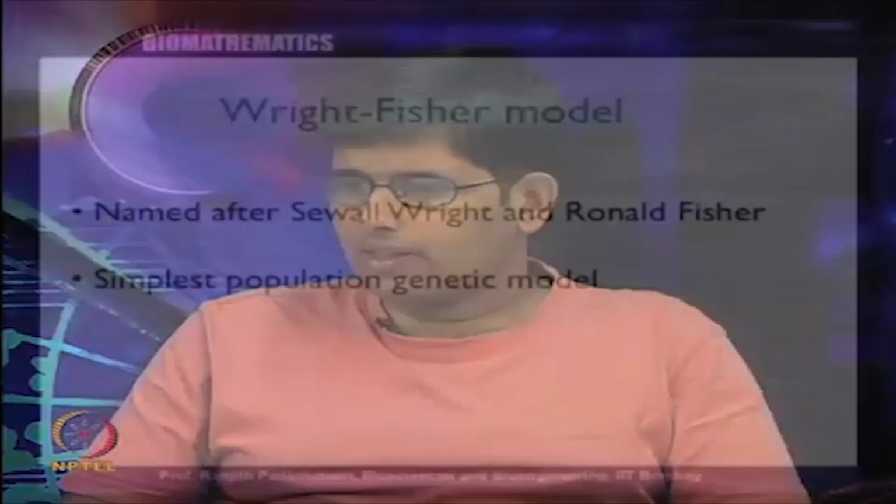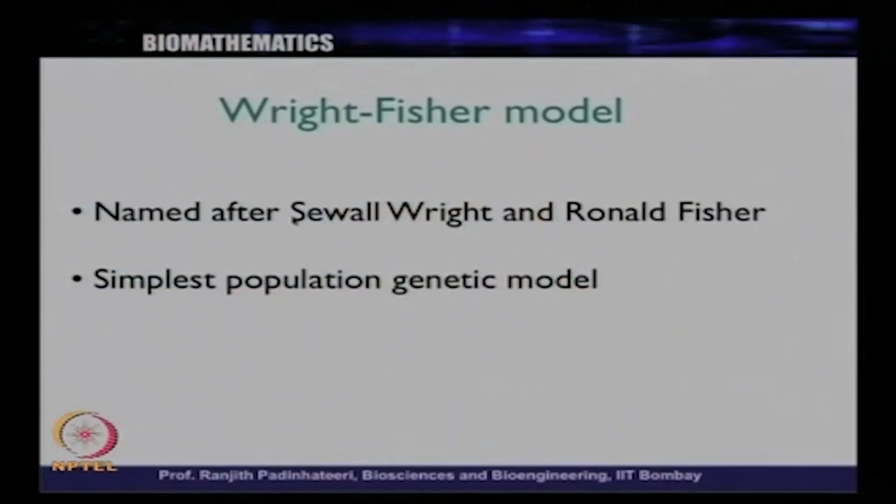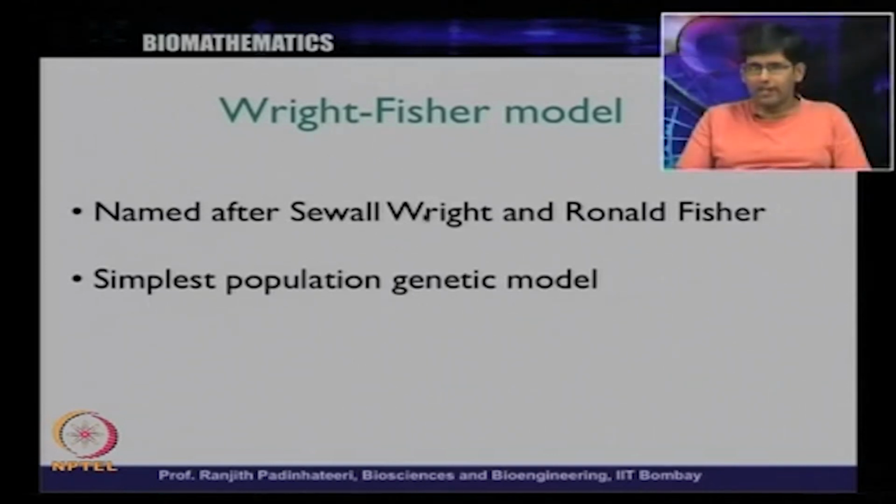This Wright-Fisher model is named after two individuals, Sewall Wright and Ronald Fisher, and this is the simplest population genetic model.